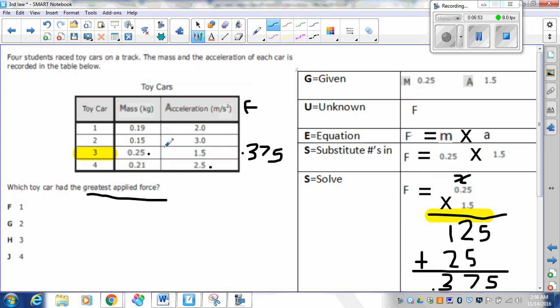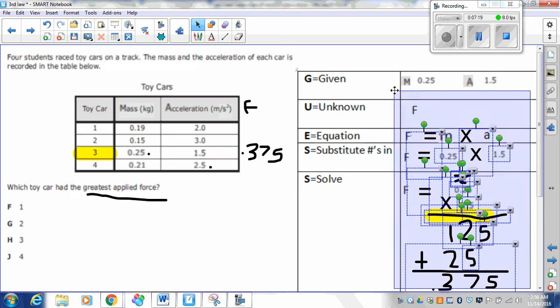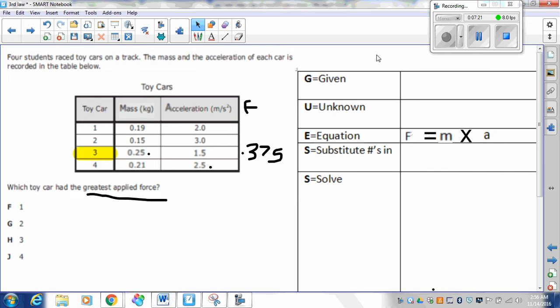Okay, but we're not finished, so don't stop. That gets some of you with a multi-step problem. You stop too soon. Now don't be lazy. I know it's a lot of work, but don't give up. Keep going. We need to do the other ones, because which toy car is the greatest force? How do I know if I only do one? All right, so let's see if what my gut was telling me was right.